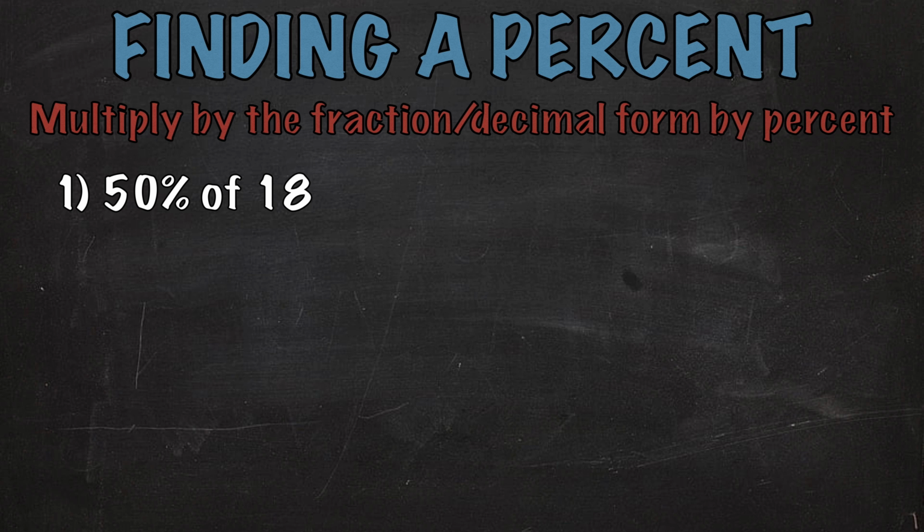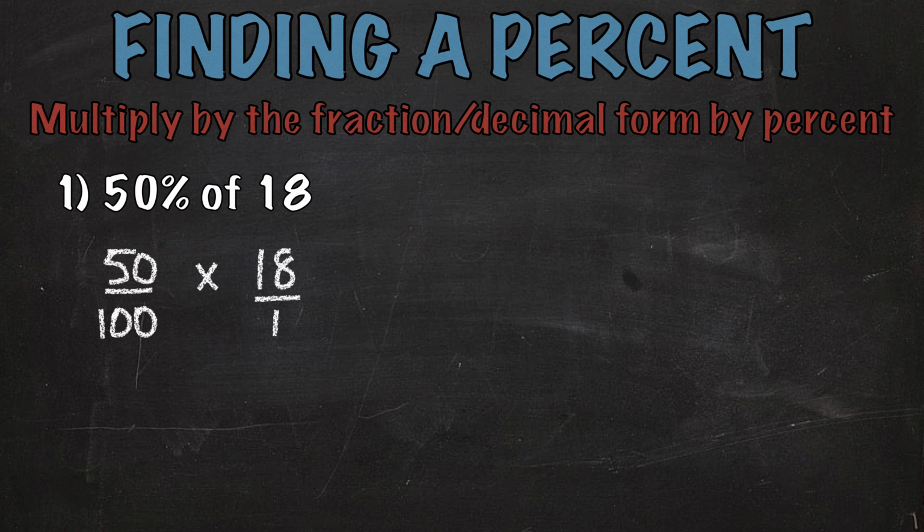And the fraction form of 50% or any percent is the number over 100. Percent means per 100, so 50 hundredths. 50 hundredths is the fractional form of 50%. Now, whenever we have the word of, we can convert that into a multiplication sign. So of means times. So 50 hundredths times 18, and we will put it over 1, so it still holds the value of 18, but we will have a numerator and a denominator, which will make it easier to multiply.